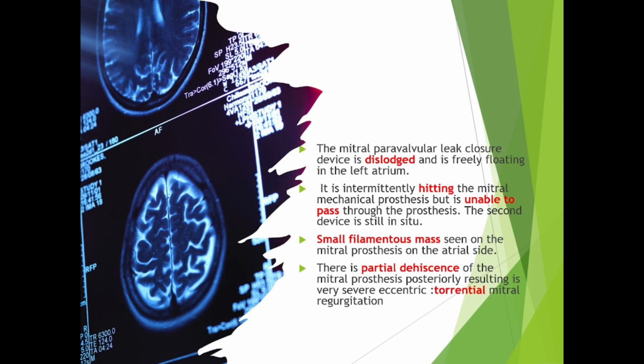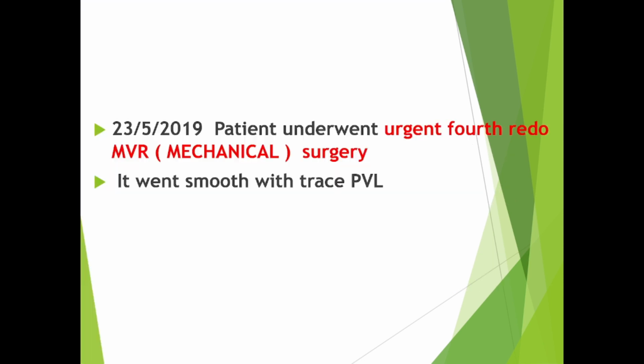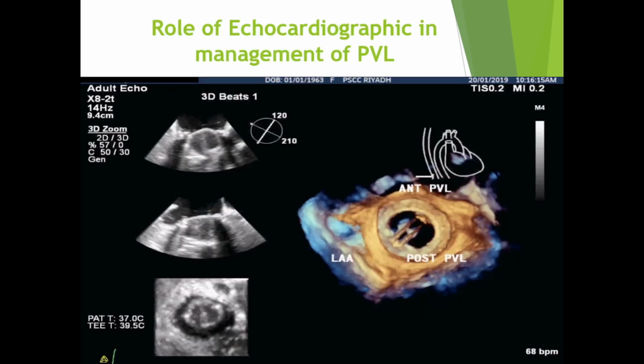Again, so this is our report. Dislodged one, hitting and unable to pass, with some small vegetation. So the patient went for urgent forced redo mitral valve replacement. So what is the role of echo in management of paravalvular leak?